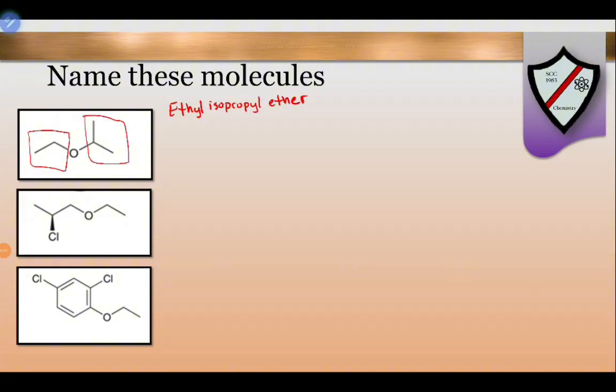But if we want to name it by the IUPAC naming scheme, we need to find the longest unbroken carbon chain that doesn't contain the side group, and in this case that will be the propyl chain that we see here. And if this is the propyl chain, then the ethoxy group that we find here is on the number 2 carbon. So the IUPAC name for this molecule would be 2-ethoxypropane.